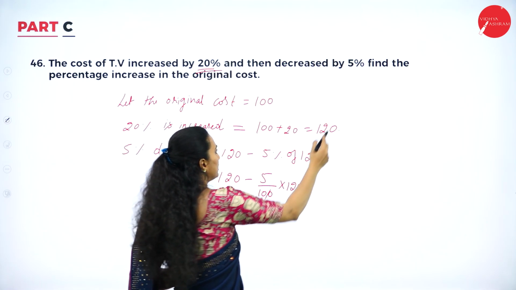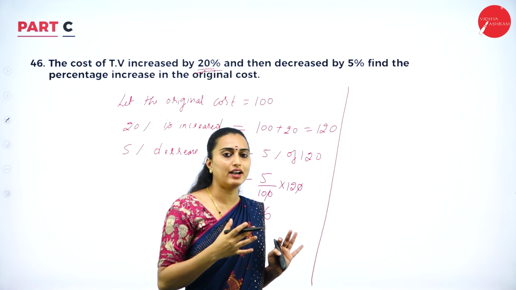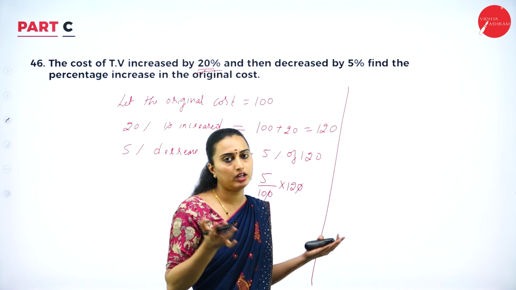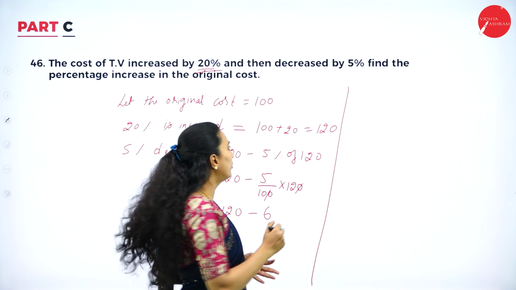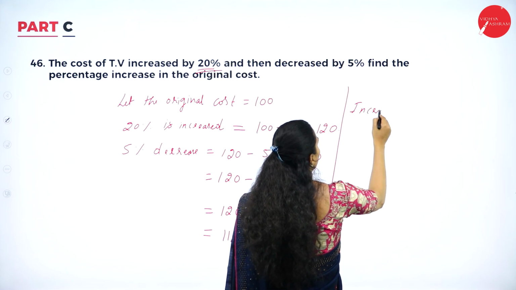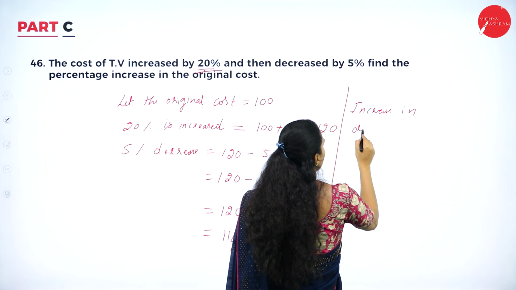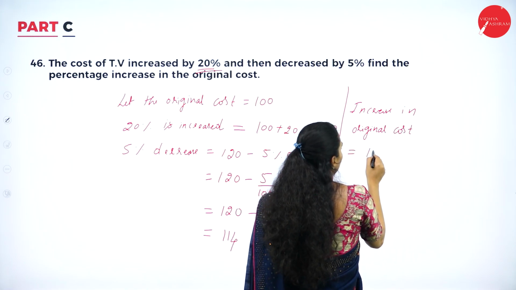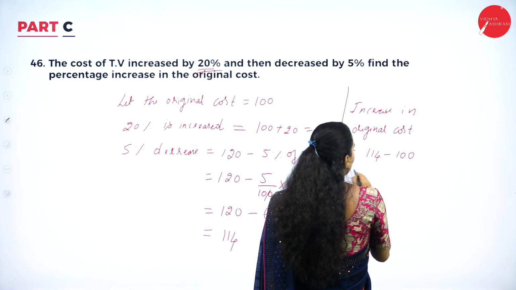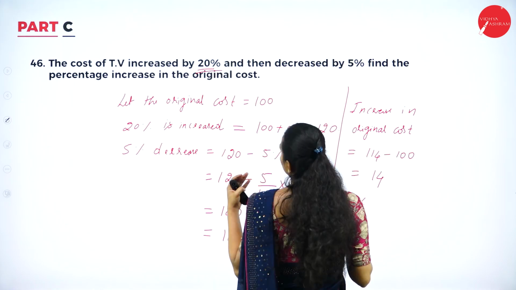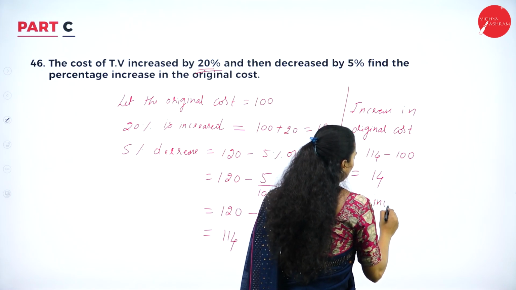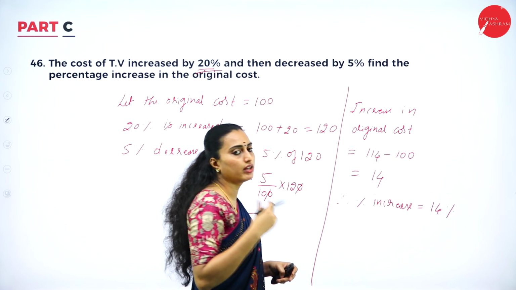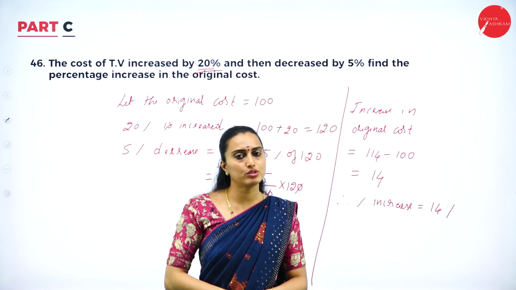So what is the increase value you are getting? Original cost I have taken as 100, but you are getting 14 extra. For 100, 14 extra means how much percentage? 14%, isn't it? So therefore the increase in original cost is equal to 114 minus 100, which gives you 14. Therefore the percentage increase is equal to 14%. That's it. This is how easily you are going to solve this problem.